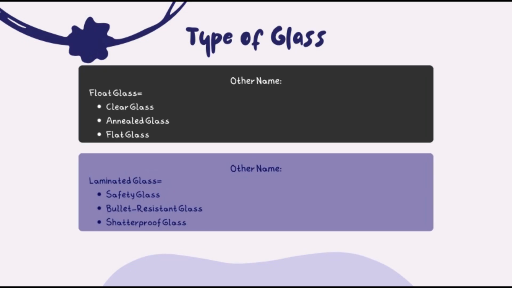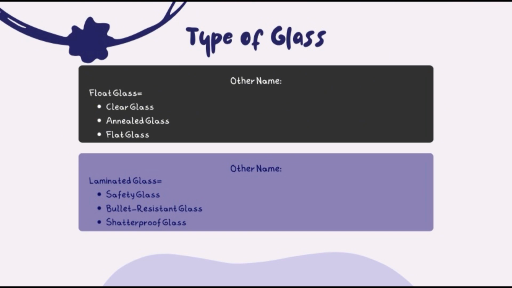Now we proceed to other names used for float glass and laminated glass. Float glass is also known as clear glass because it has a smooth and transparent surface. Annealed glass because it goes through a slow cooling process to remove internal stress. So if you hear the terms clear glass or annealed glass, they usually refer to float glass.